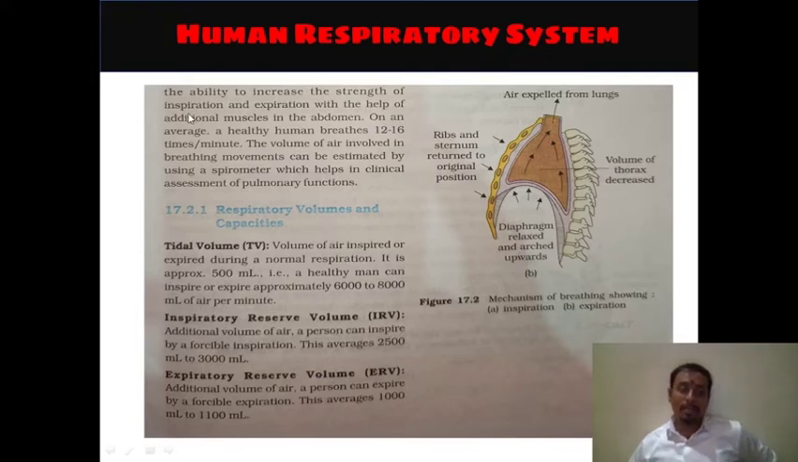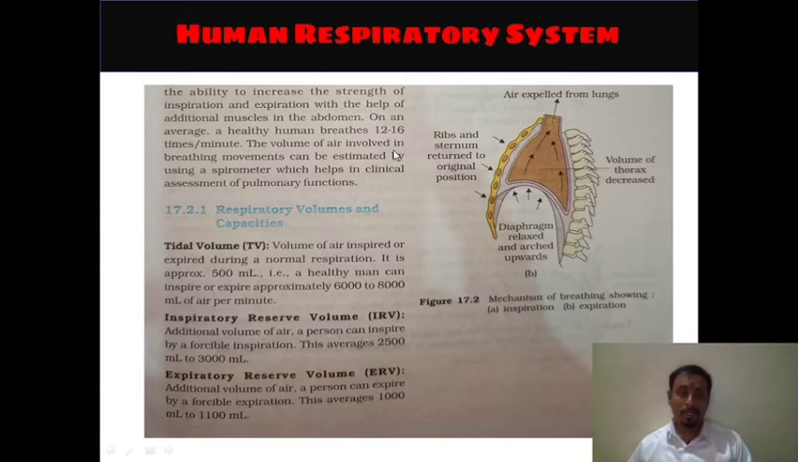This is the section of the thorax, and the diaphragm is relaxed and arched upwards, as these arrows are showing you. We can increase the strength of inspiration and expiration with the help of additional muscles in the abdomen. On average, a healthy human breathes 12 to 16 times per minute. So you can definitely compare whether you are healthy or not. If you are breathing 12 to 16 times per minute, you are healthy.